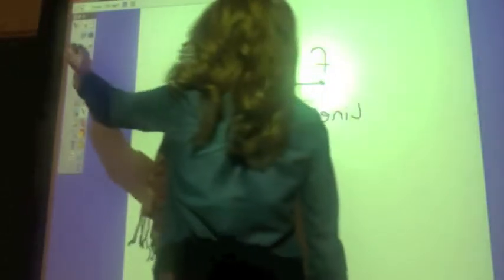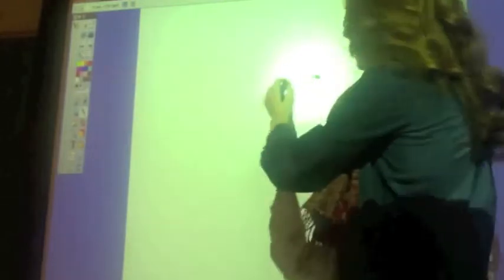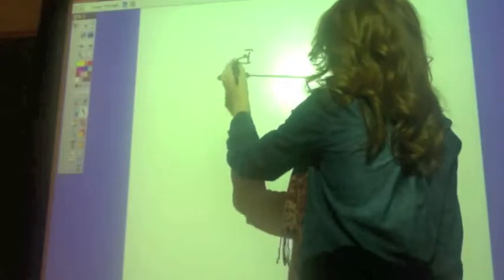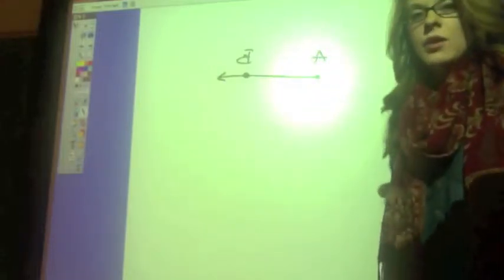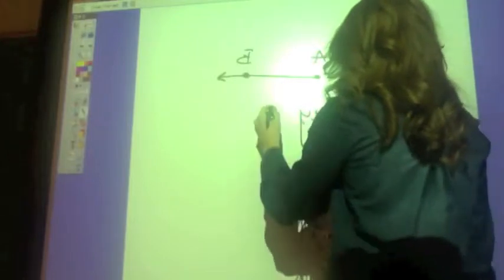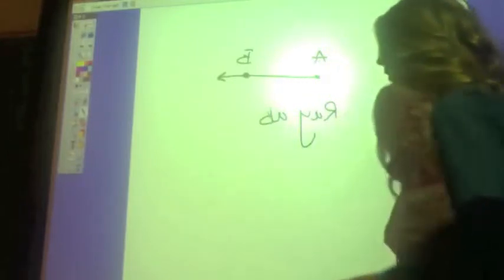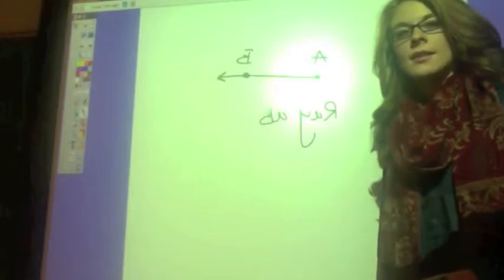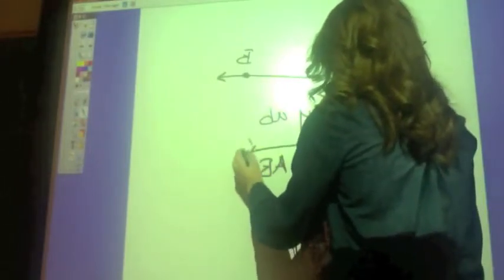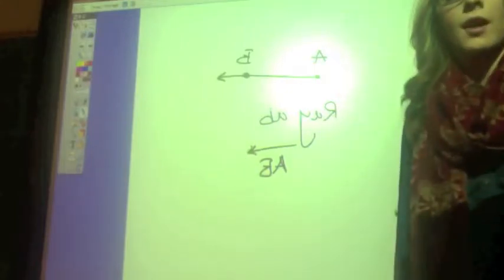For a ray, our ray starts at a point and extends forever in one direction. So we have ray AB. We can again write ray AB, or we can use our symbol notation, AB with a ray over it.